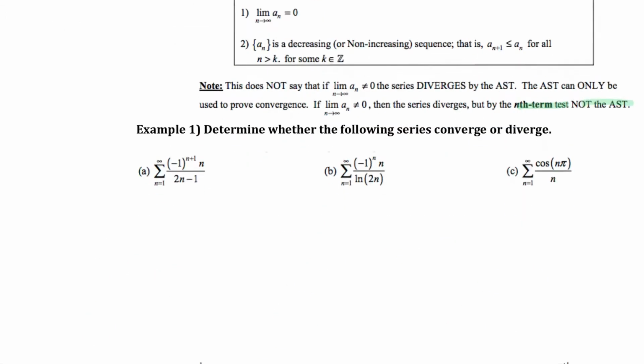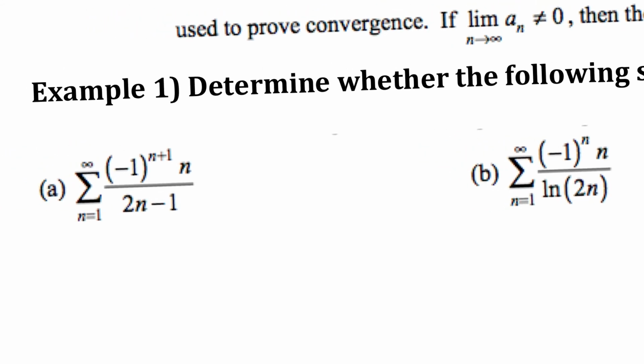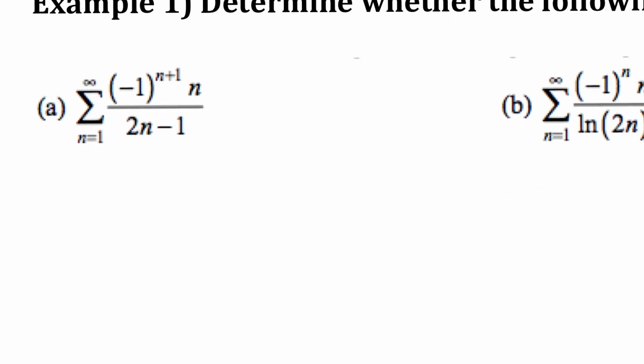Let me make this a little bigger for us. Okay, so in my first one, you'll notice I have an alternating series because of this -1 raised to the n plus 1. So we know it's going to be alternating. That means the a sub n is what's left: n over 2n minus 1. You need to first make sure that the limit as n approaches infinity of n over 2n minus 1 is equal to 0. And when I test that, I notice that it doesn't. It actually equals 1/2.